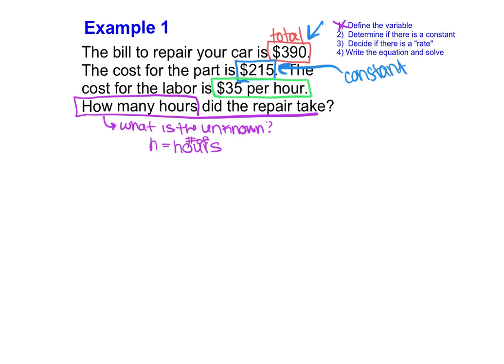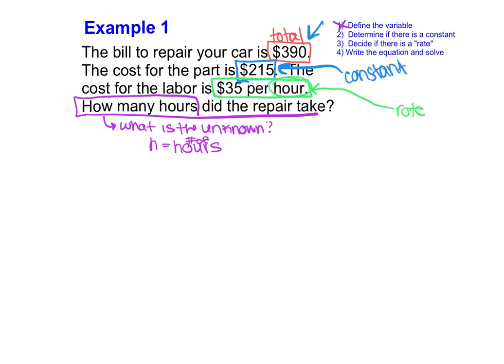Then from here, I'm also looking for a rate, something that has the word per or maybe the word each. And when I look here, this $35 per hour is a rate. So that's something I want to keep in mind. Maybe that's going to use my hours variable because it says per hour there.